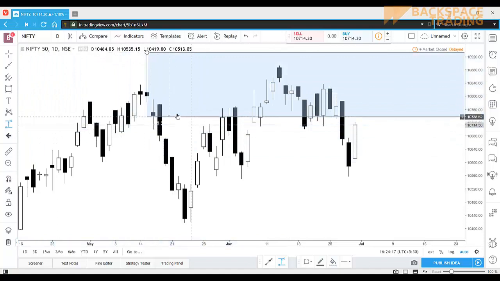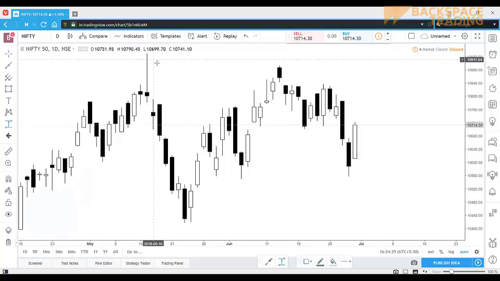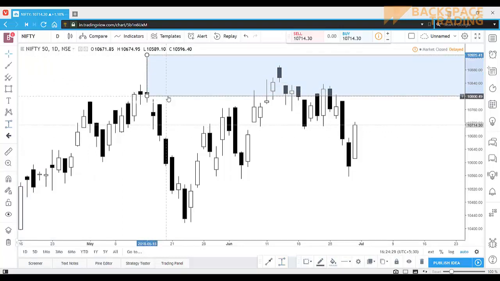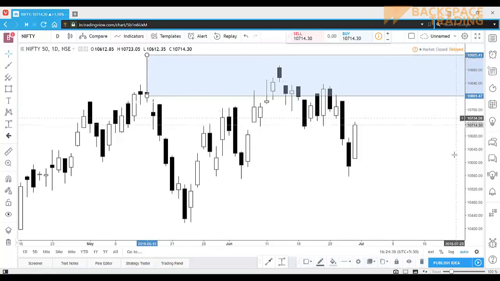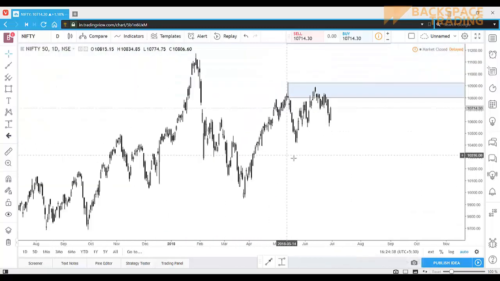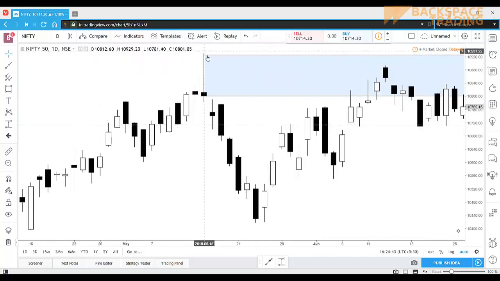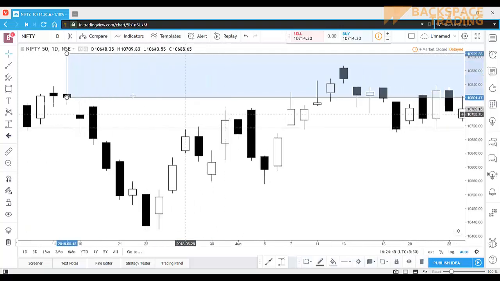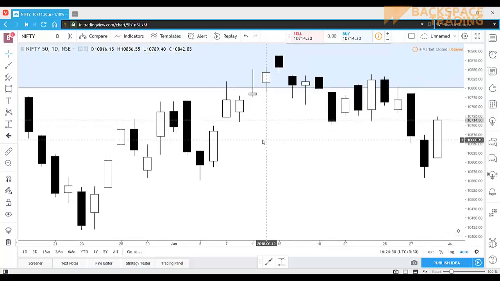When you select, how do you select this? Go to this thing, pick price range, okay? When you pick price range, just pick the high point and the low point automatically. It will plot, and make sure you have extend towards right, okay? That will make sure whatever you draw, it will keep extending no matter what. So that's what we will be using hereafter for plotting the zones, okay? Now we know this is a shooting star, and this is a shooting star.